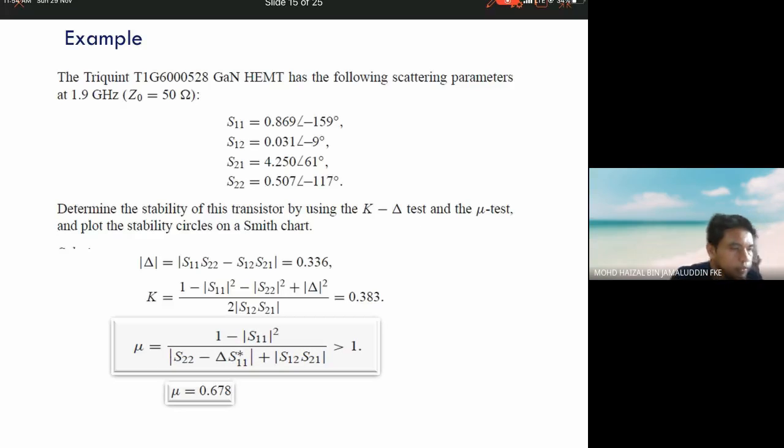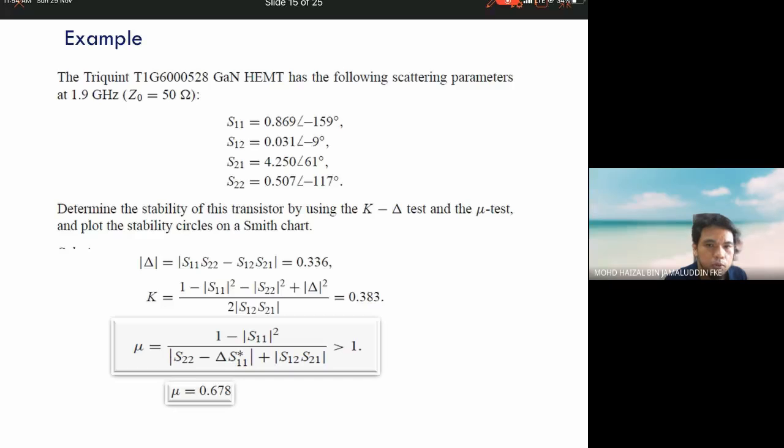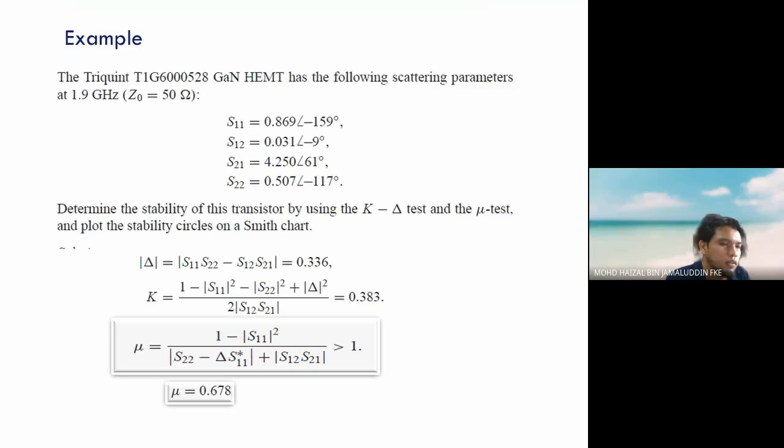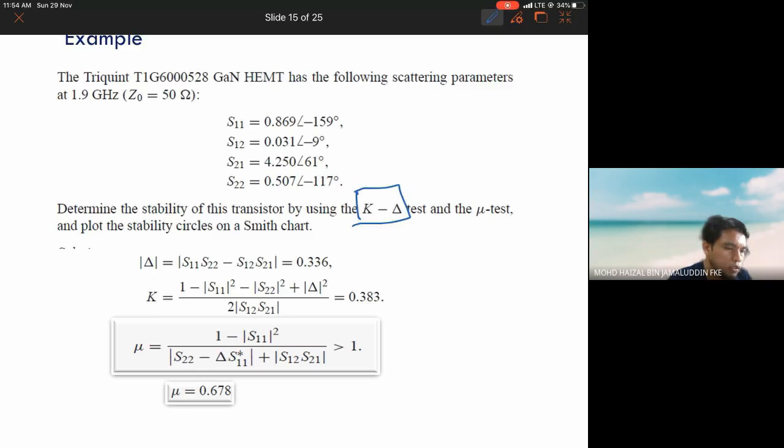Example here. A transistor has the following scattering parameters at 1.9 GHz, Z0 50 ohm. Given all the S parameters, S12 here is not 0, although the value is small. Determine the stability of the transistor by using the K delta and the mu test, and plot the stability circle on a Smith chart. So here, you can use the K delta or the mu test.